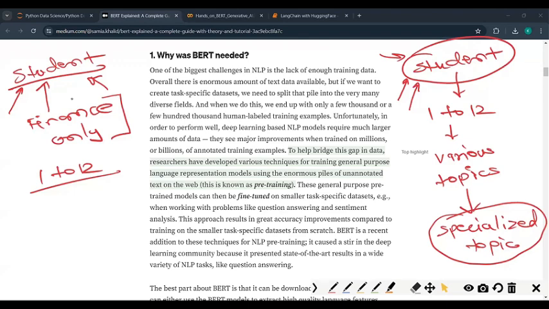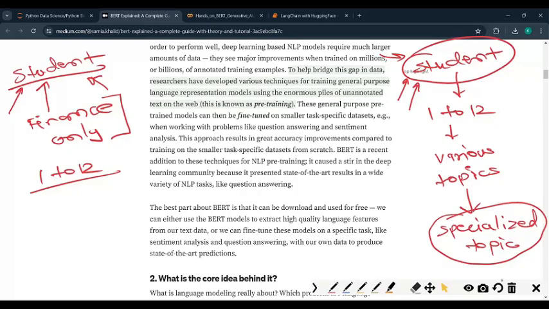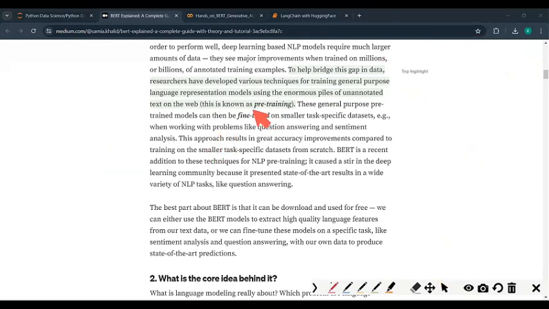What was the limitation, what were they trying to do, how were they thinking before creating BERT? How did they come to the point that a new language model was needed, and what kind of language model was needed? The language model should be able to do these things and overcome the limitations. This particular approach of first pre-training and then fine-tuning results in great accuracy improvements compared to training on smaller specific tasks from scratch.